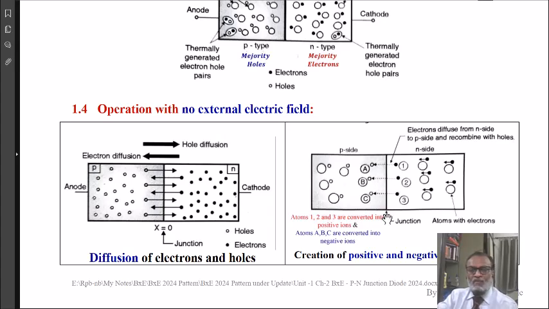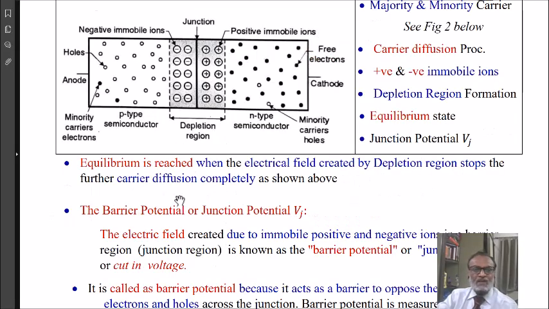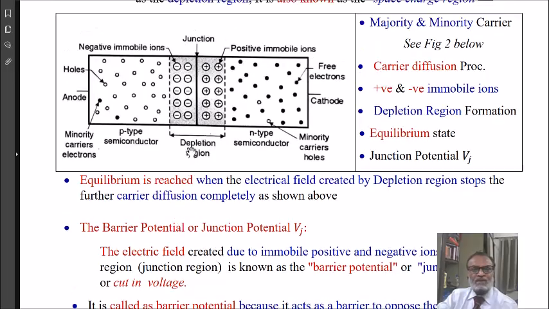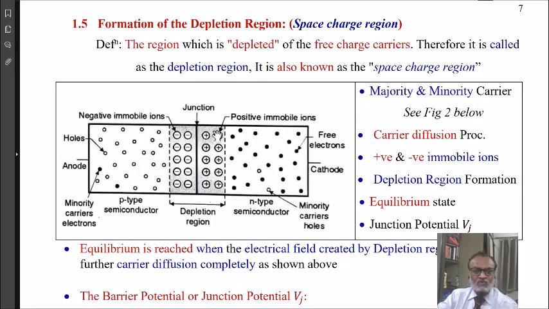Since these are immobile ions, they are not taking part in the conduction. Whenever equilibrium is reached, the charged particle diffusion will be stopped. The positive immobile ions on the N side and negative immobile ions on the P side are not movable charges, so this region is depleted of charge particles. It means in this area, you will not see any free charge particle, and therefore this area is also called the depletion region.